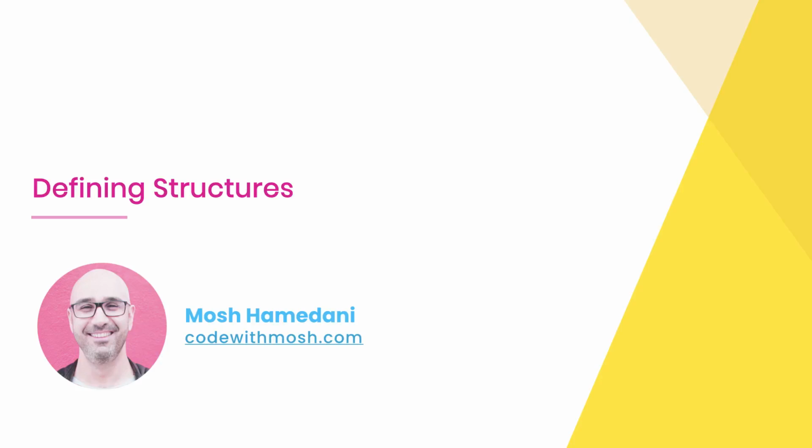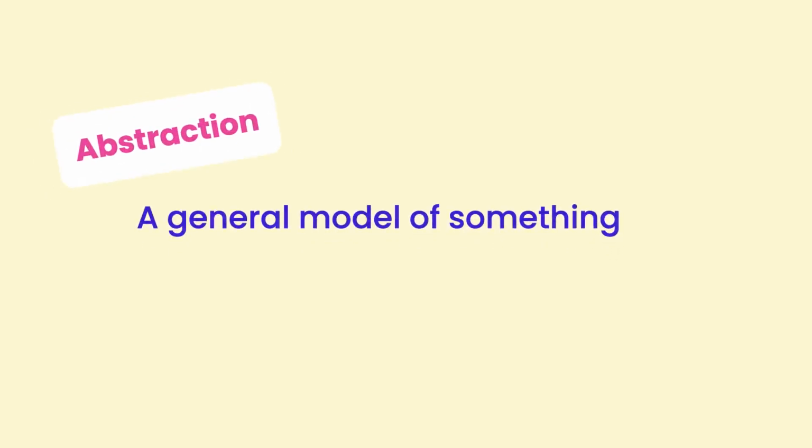So with structures, we can define custom data types. In computer science, we call this abstract data type or ADT. Another common term is abstraction, which is a general model of something. So we can have an abstraction for a customer, a movie, a rental, and so on. These are just fancy computer science terms for something really simple, a custom data type.